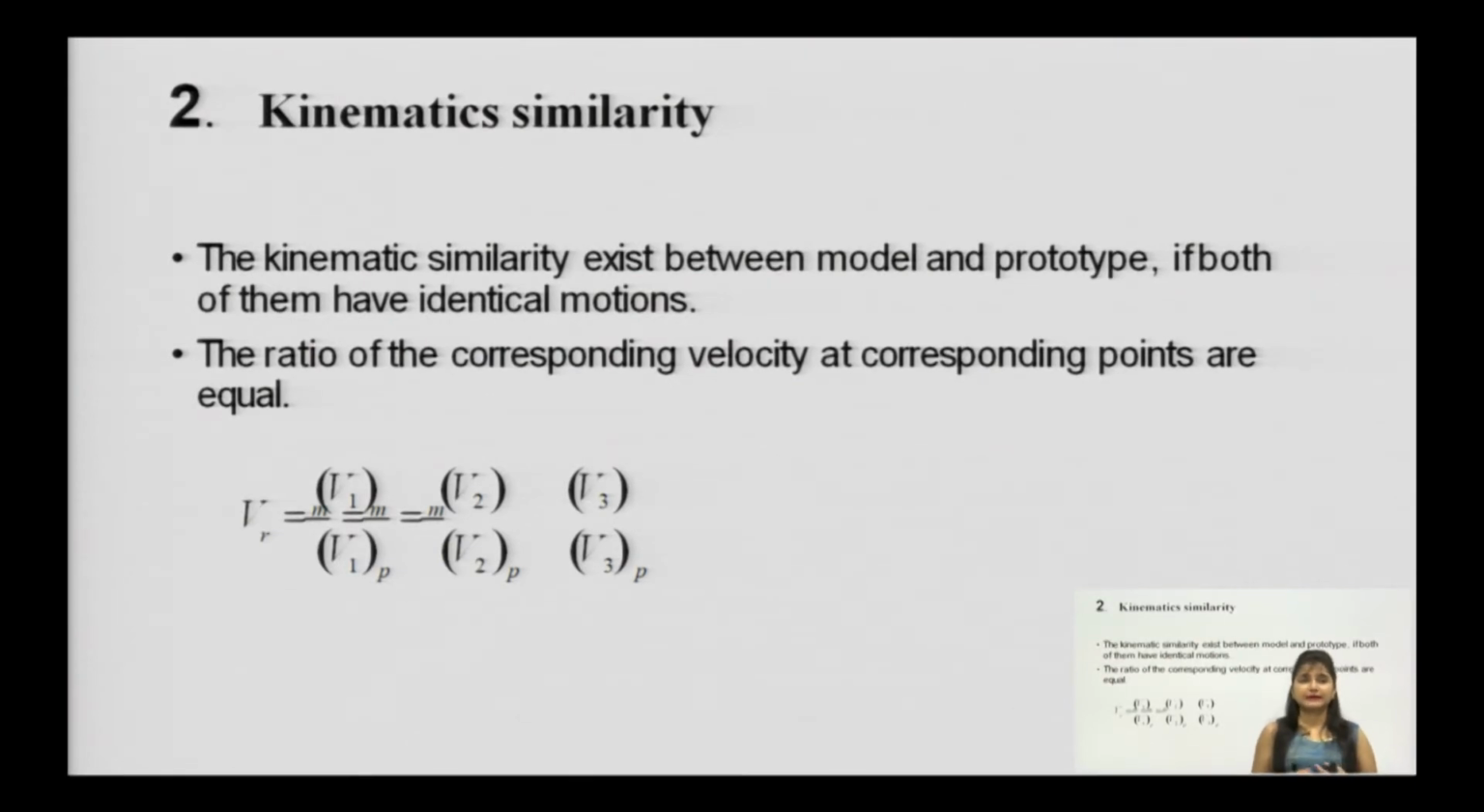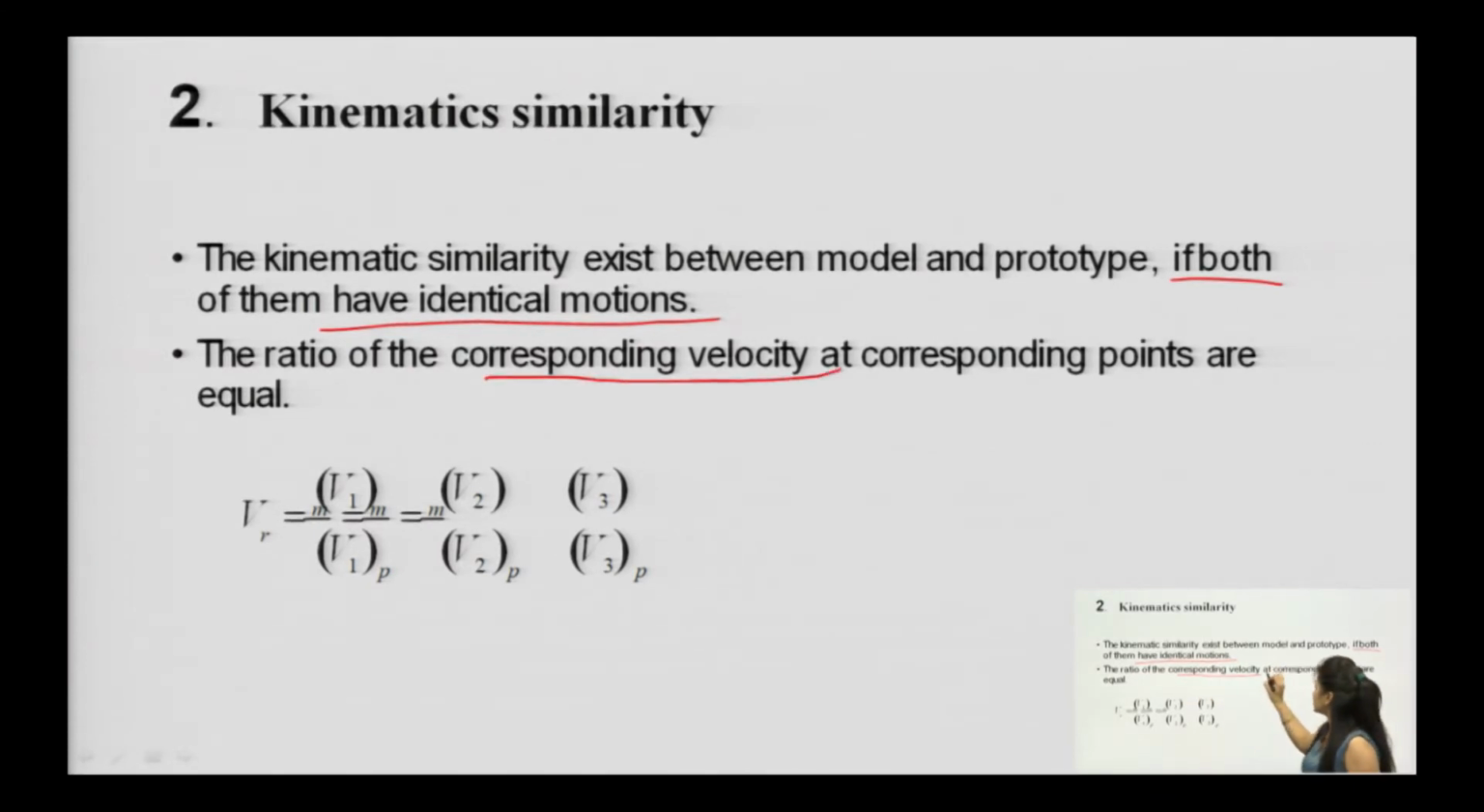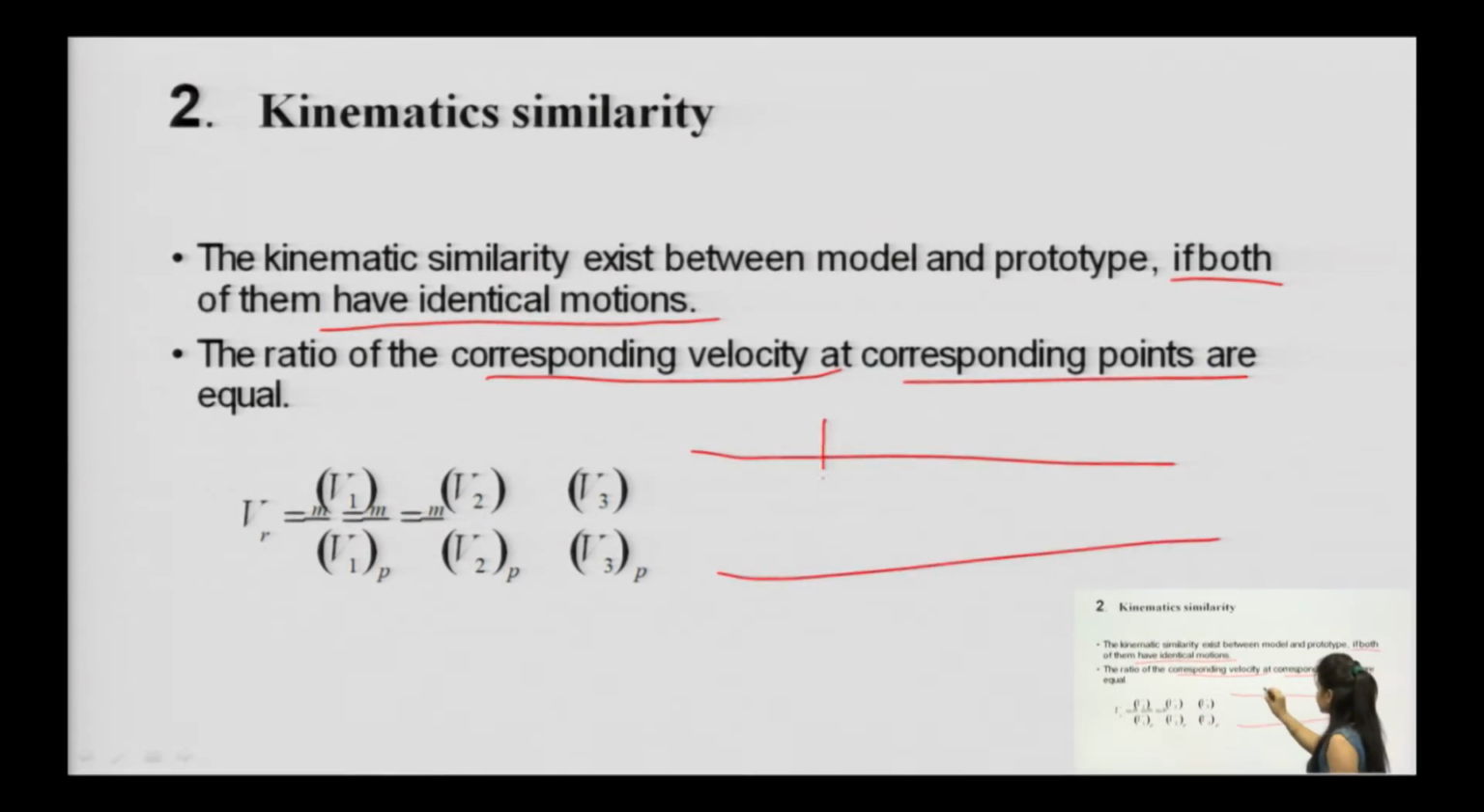Coming to the kinematic similarity, kinematic similarity exists in models and prototype if they are identical in motion, that is motion in the sense of what? Velocity and acceleration only you can see. So, here you can see the corresponding velocities at corresponding points are equal. Let us suppose this is point 1, this is point 2, this is point 3, this is point 4, point 1, point 2, point 3 and this is point 4.